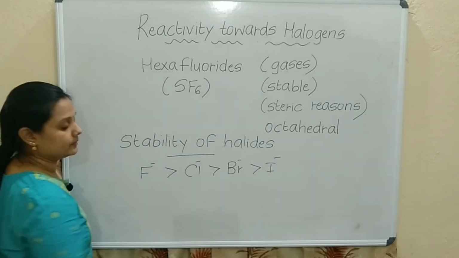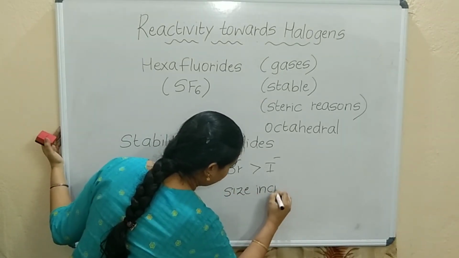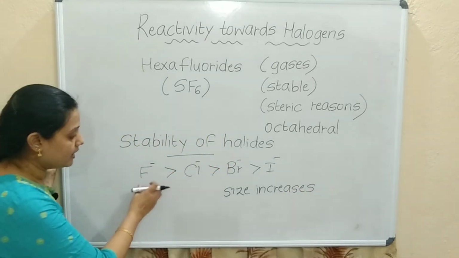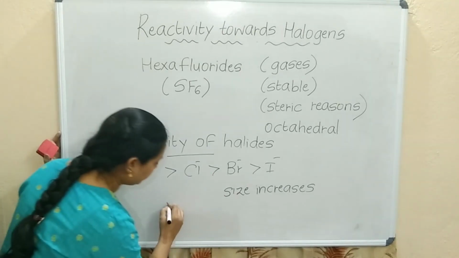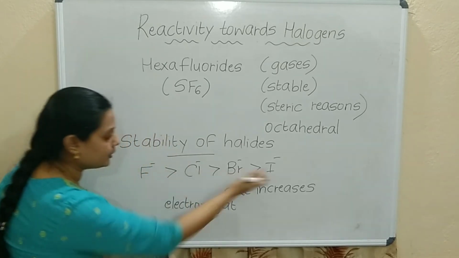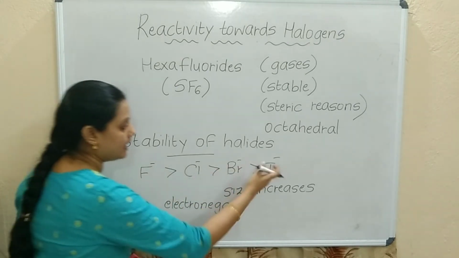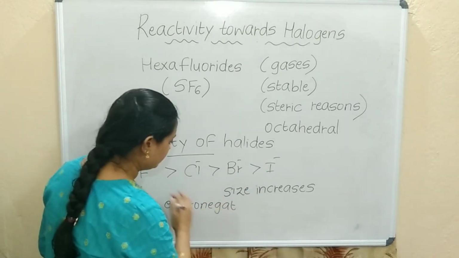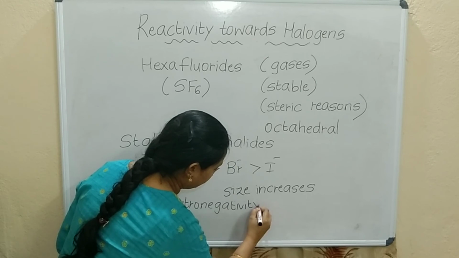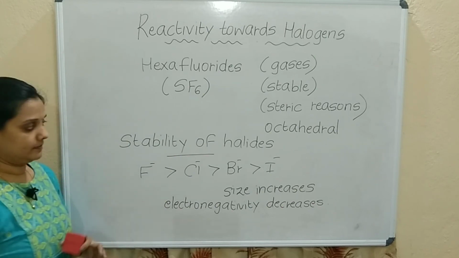Down the group, what happens? The size increases. Correct? And what happens to the electronegativity? Electronegativity is also decreasing. Correct? Now if you move from fluorine to iodine, fluorine is the most electronegative, iodine less electronegative. So when we move from fluorine to iodine, the electronegativity decreases and the size is increasing.